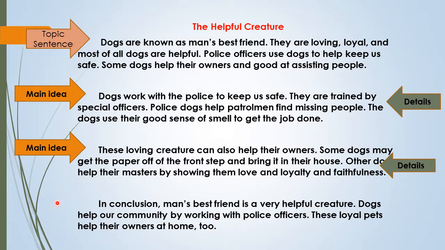And at last we have the conclusion. So in conclusion, man's best friend is a very helpful creature. Dogs help our community by working with police officers, and these loyal pets help their owners at home too. So in this conclusion, we have a restate of the topic sentence, which is that man's best friend is a very helpful creature, and they are talking more about the supporting details that were mentioned in the body paragraph. Like dogs help our community by working with the police officers, and that they are loyal and help their owners at home.